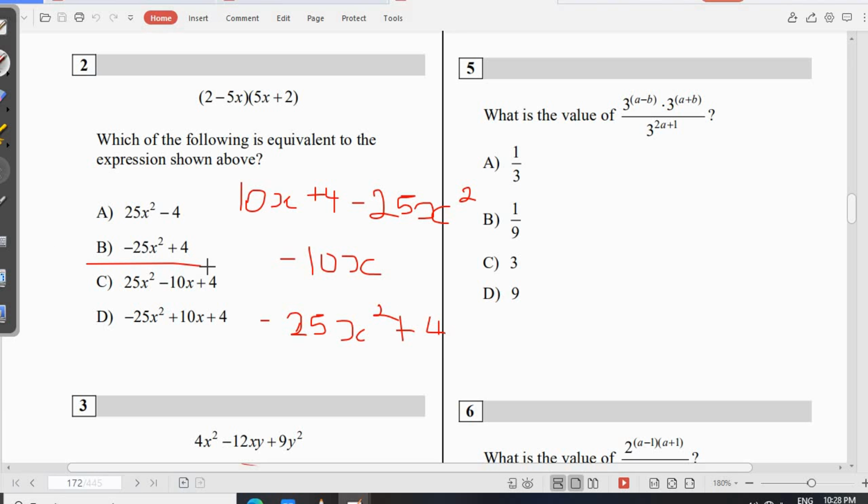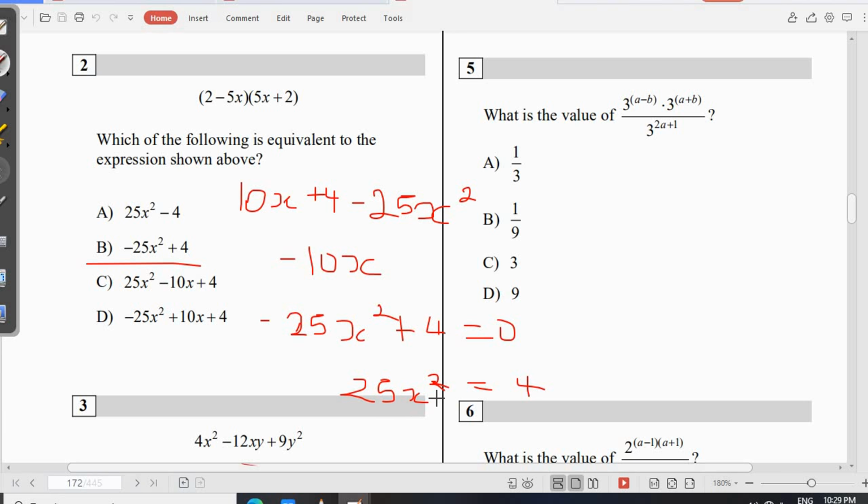Here. Now, how do we know that this is correct? Remember that from what you are solving here, each of these is equal to 0. So minus 25x squared plus 4 equal to 0. So move plus 4 to the other side. You have 25x squared equal to 4, because if you move this plus 4, you have minus 4. Cancel the negative, you have 25x squared equal to 4.